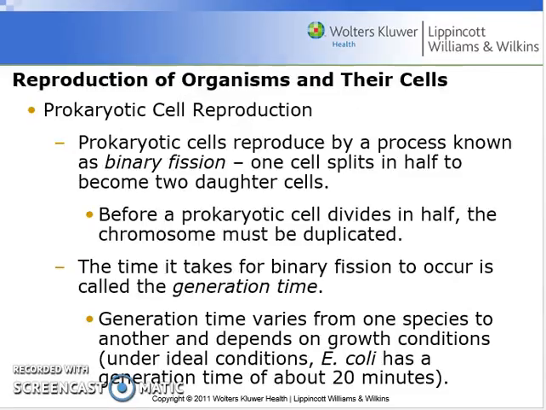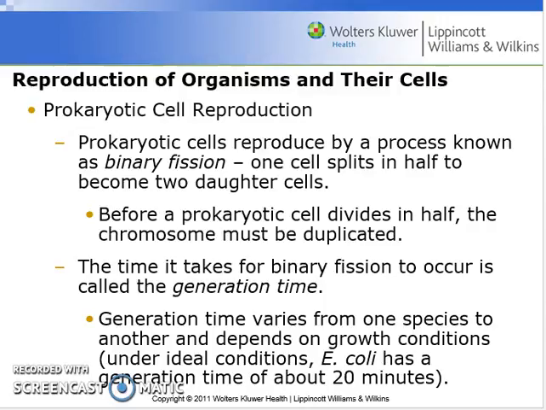Okay, we haven't really talked too much about this, but we're going to talk about the reproduction of organisms as well as how their cells reproduce. In prokaryotic cells, remember I did mention this earlier, you have binary fission, which is basically one cell splitting itself into two daughter cells. And when it does this, it generates two identical daughter cells. So the genetic material in both of those cells is exactly the same.